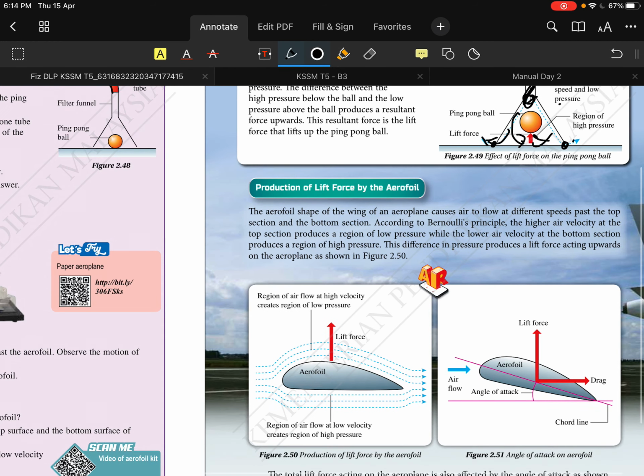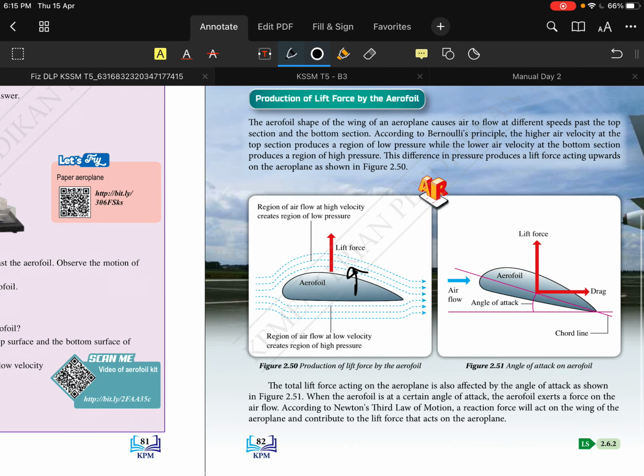The way the wing is shaped causes the velocity here to be higher. The way the wing is shaped, kan, it causes the velocity to be higher at the upper part of the aerofoil, while the lower part is lower. So of course, high pressure to low pressure. So since it's high pressure to low pressure, it causes the force to go upwards. So like in the aeroplane, kan, the aerofoil helps the aeroplane to take off.